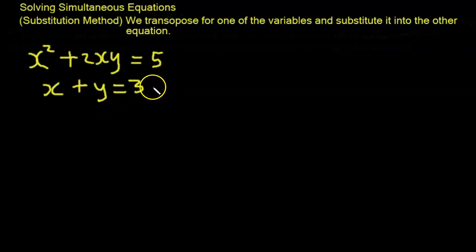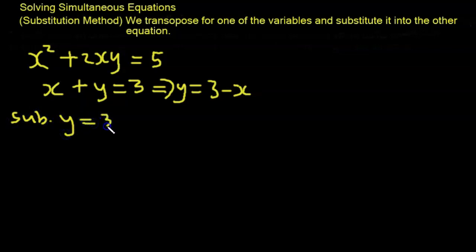This equation will become y equal to 3 minus x. Alright? I'll just group the x here with this 3. So y equal to 3 minus x, so we can substitute y equal 3 minus x into equation 1.